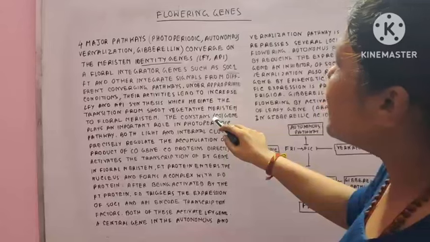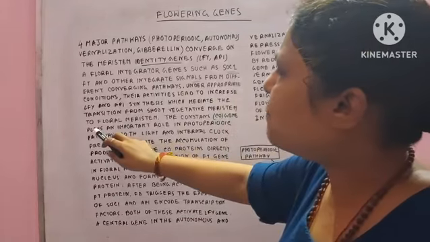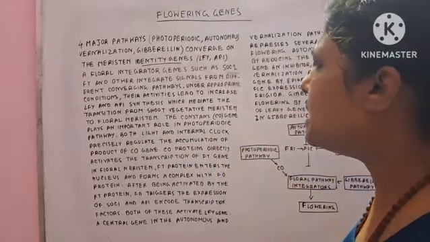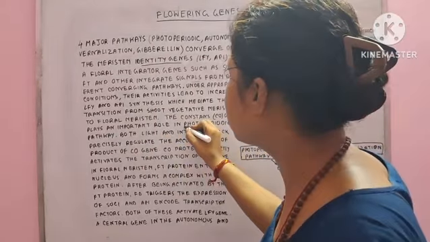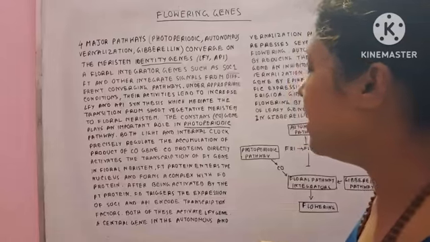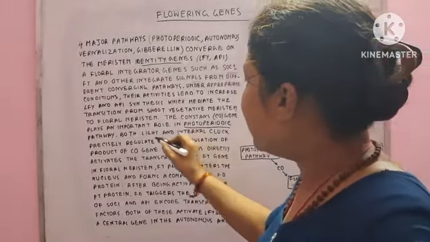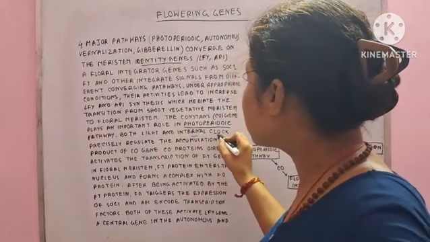The Constans CO gene also plays an important role in this photoperiodic pathway. This is the first pathway. This is the photoperiodic pathway where light is an important factor, and light and the internal clock.